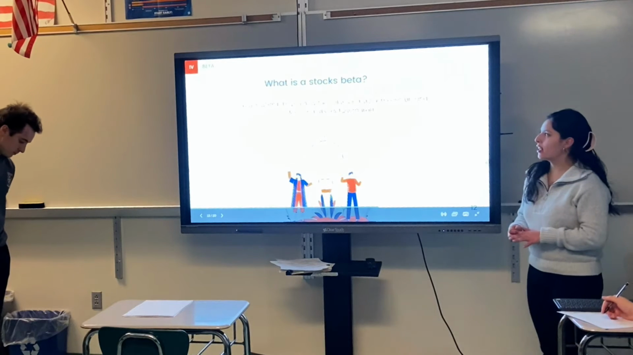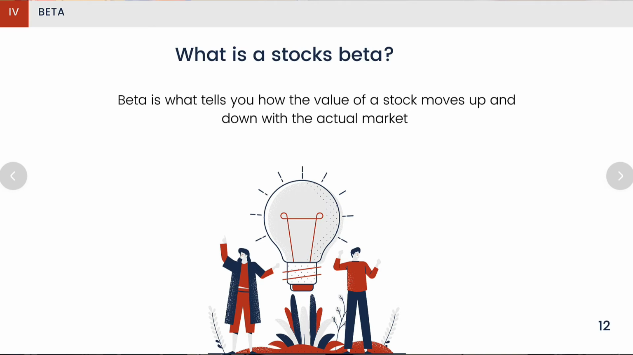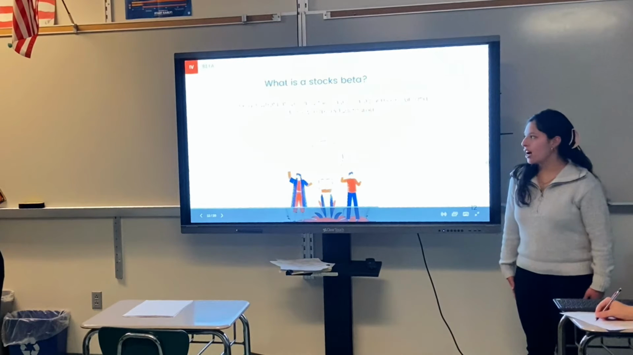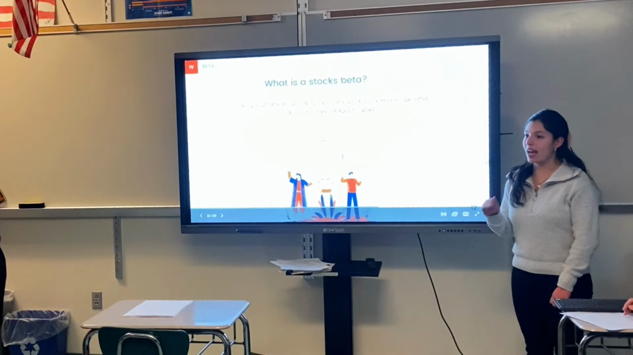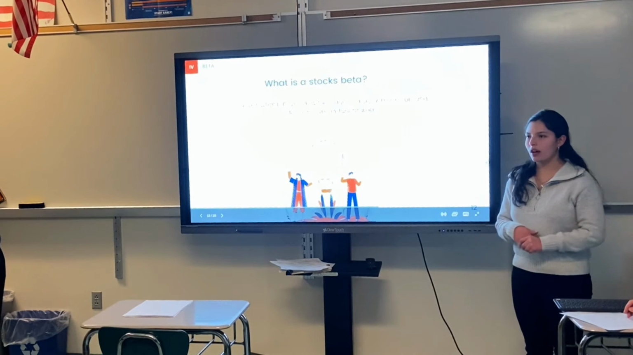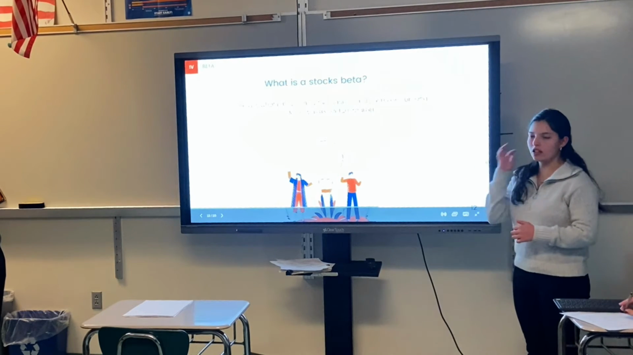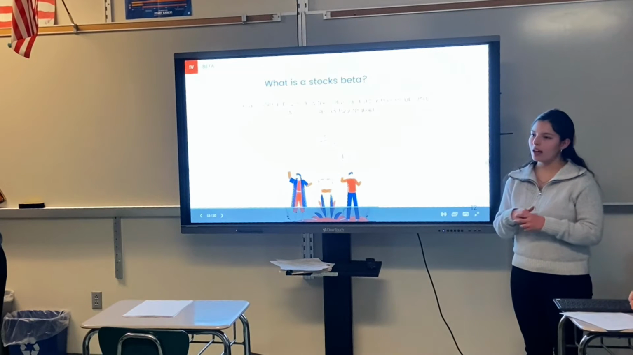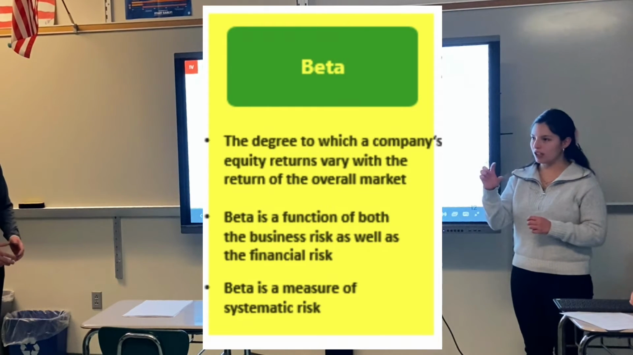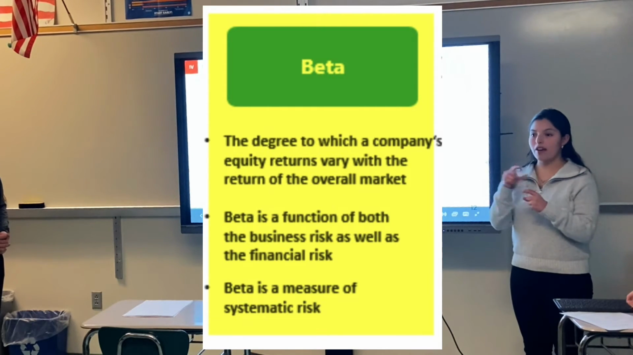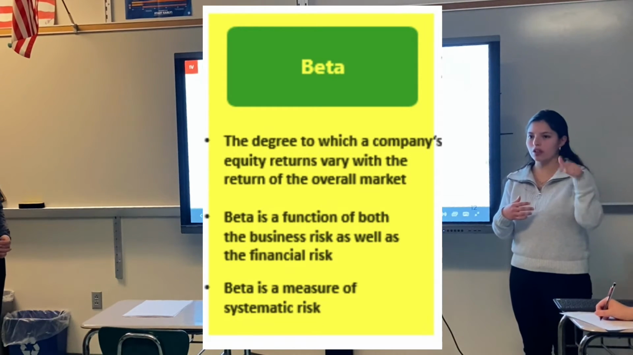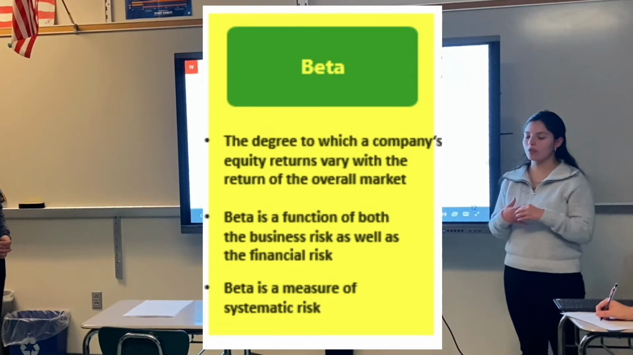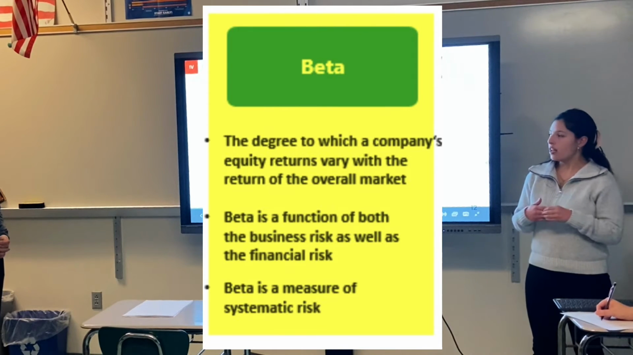So what is a stock's beta? Beta is basically risk. In one word, beta is risk. It tells you the value of a stock when it moves up and down in the actual market. I'm going to talk about volatility in a little bit, but I'll introduce it now. Beta is the difference between the average of that stock when it moves up and down, when you see the stock market open and close.